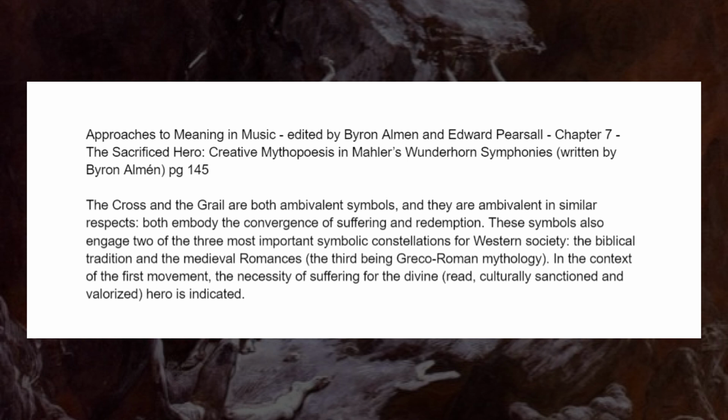In the book Approaches to Meaning in Music, Byron Almen writes that the cross and the grail are both ambivalent symbols, and they are ambivalent in similar respects. Both embody the convergence of suffering and redemption. These symbols also engage two of the three most important symbolic constellations for Western society, the biblical tradition and the medieval romances, the third being Greco-Roman mythology.